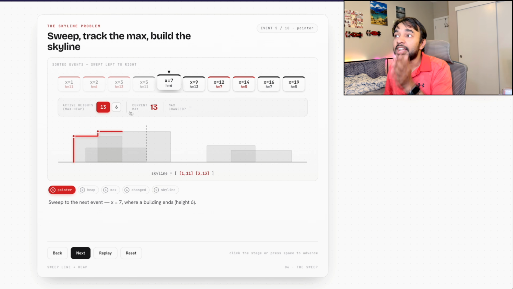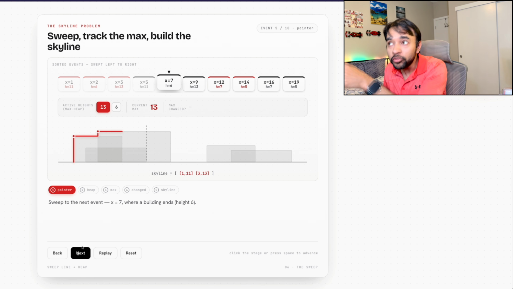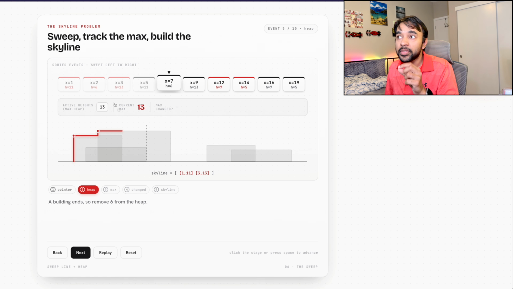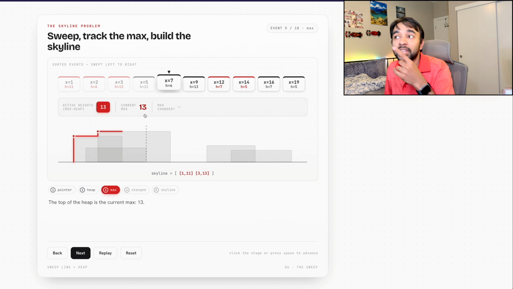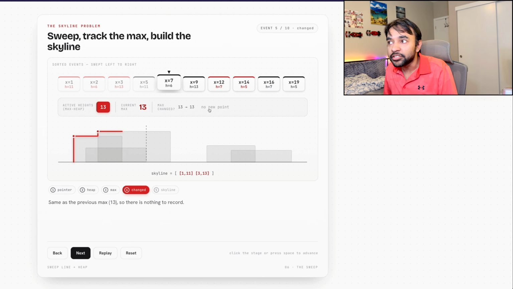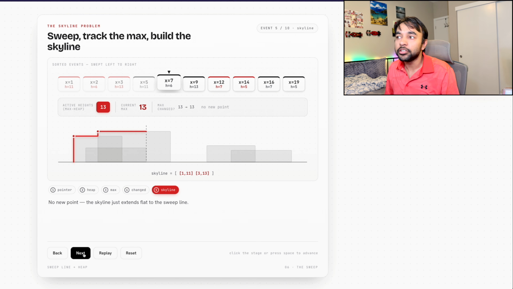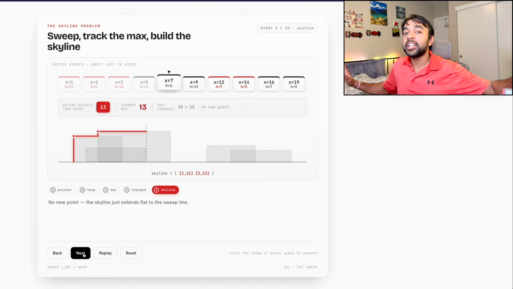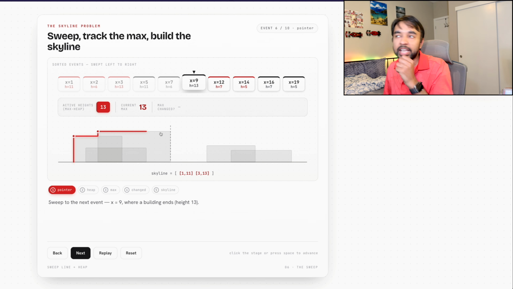The next event I get is x equals to 7. Again, since this is a black event, it means that the building with the height 6 is no more. So you remove this element 6 from your heap. You are gonna call, okay, give me the maximum element from the heap. It is still 13. The max does not change. So you will not update your skyline and your state is good. Go to the next event now.